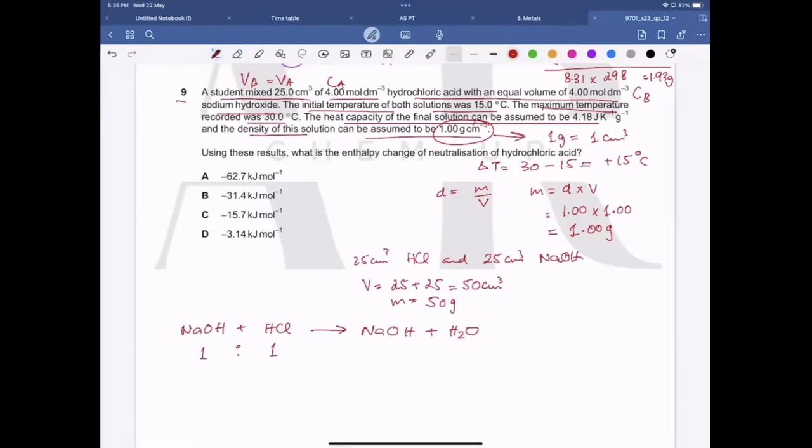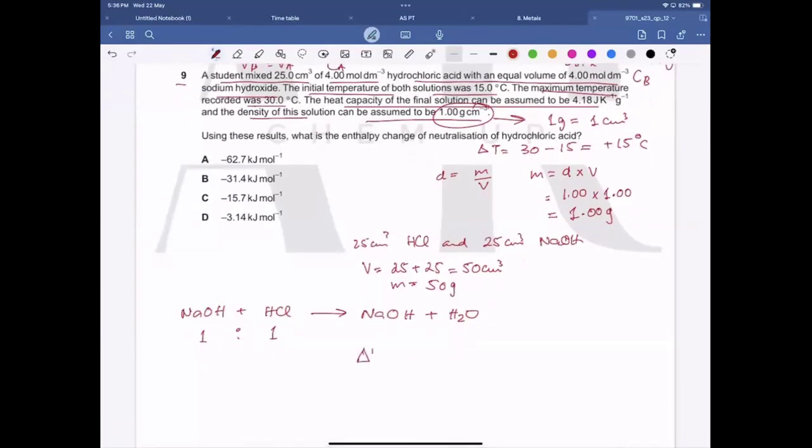So both volumes are the same, both concentrations are the same, so it means both are in the perfect ratio. So we can use the moles of any one of the reactants for the enthalpy change expression. Now, if you recall the enthalpy change expression, delta H equals minus MC delta T over n times 1000, isn't it? So M is 50 times 4.18 times 15 over n times 1000. So n is the number of moles.